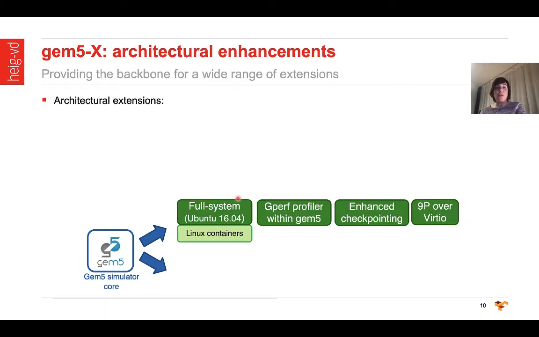So what else did we do? At that point, we already had all these support enhancements to make our lives easier when simulating. And then the next step for us was to do the architectural enhancements, that is, at least providing ourselves a backbone for a wide range of extensions. So what are these extensions that we were working on?